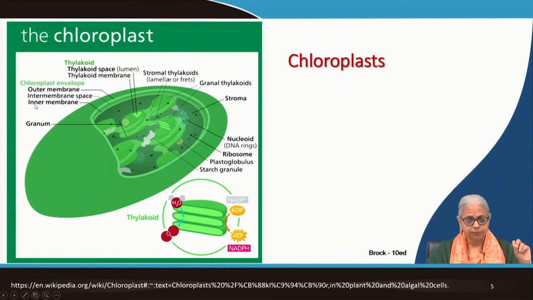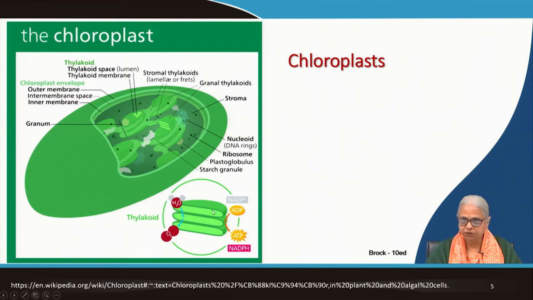So here is the chloroplast. It has an inner and an outer membrane. So you have the inner membrane and the outer membrane, and between them there is the intermembrane space. So this is the envelope, the chloroplast envelope. And the thylakoid is basically these stacks. The stacks are the grana or the granum, and the stroma is, what can you call it? You can call it the empty spaces between the grana would be called the stroma.